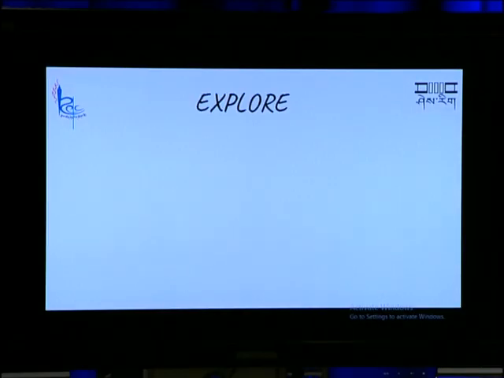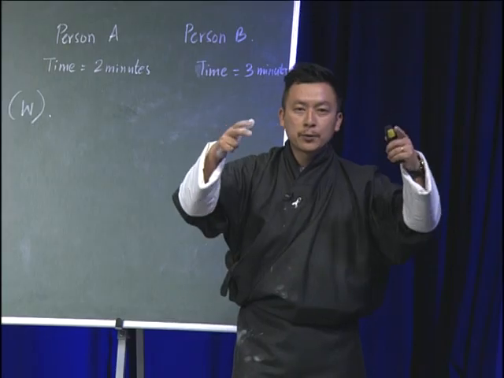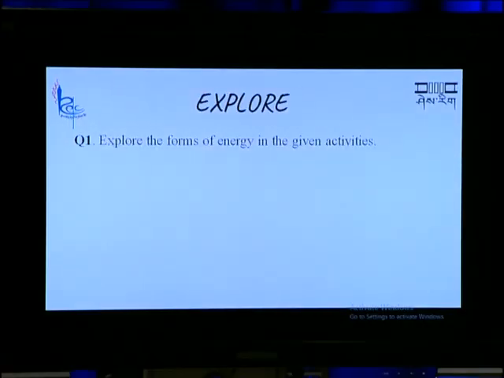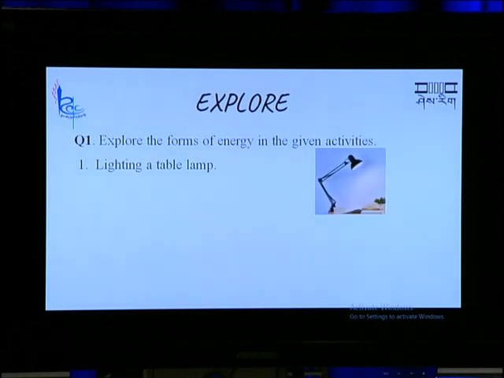To save your boredom, I'm here to your rescue. Explore the forms of energy in the given activities. Now what I want you all to do is use your detective mind here. Try to explore the different forms of energy that are involved in the given activities. What are the activities? Lighting up a table lamp. When you put on the table lamp, what forms of energies are involved there? It is not just one.